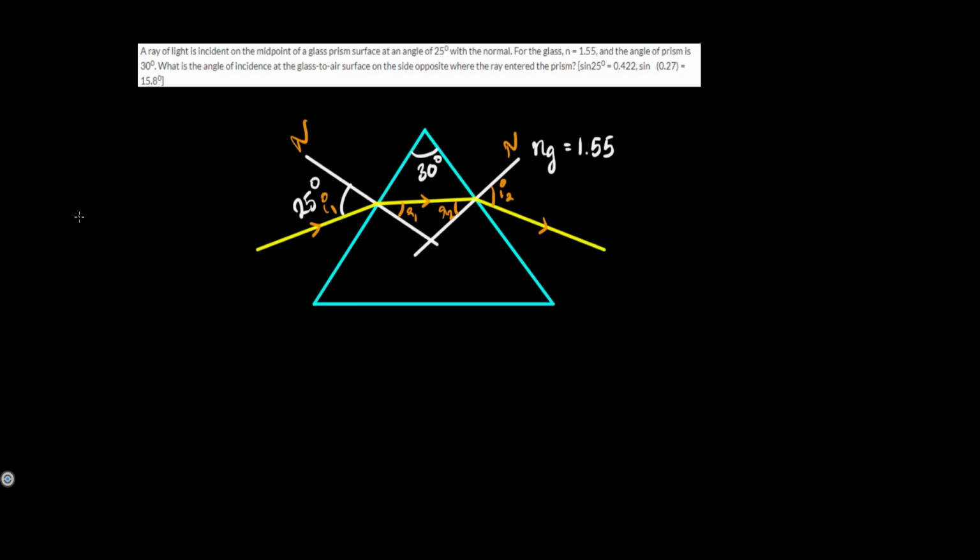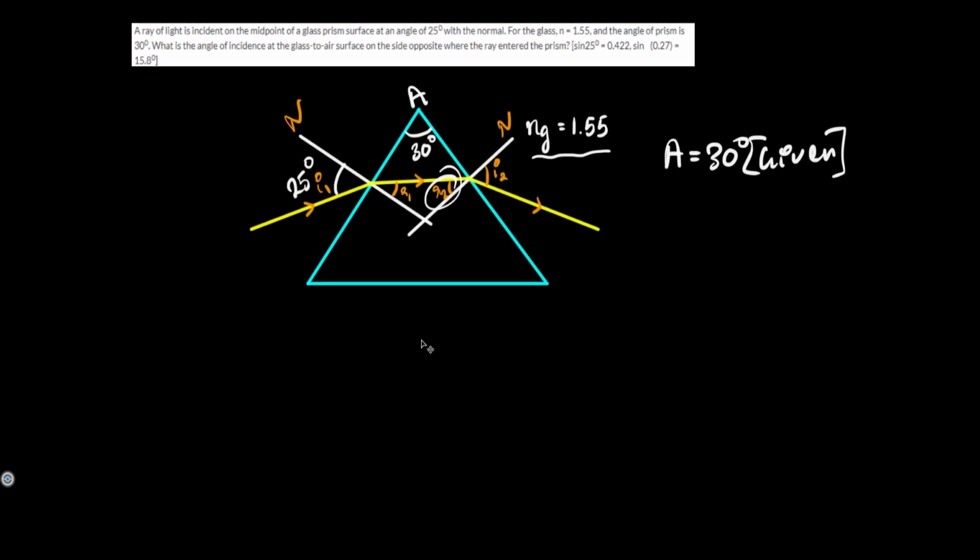All right, cool. Now this is the ray diagram. I drew it for you all. Okay, so that's what's happening. There's an incident angle of 25 degrees with the normal, and the refractive index of glass is 1.55. Now the angle of prism is equal to 30 degrees. This is going to be very useful. Let's write given.